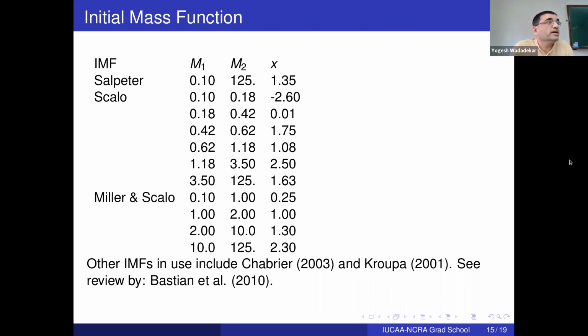There is a lot of debate in the literature about whether the IMF is universal in time. Okay? So is the IMF that we see in the local universe the same as the IMF in the high redshift universe? And people have, of course, varying views on this. I'm no expert on this, but there is a fair amount of debate.